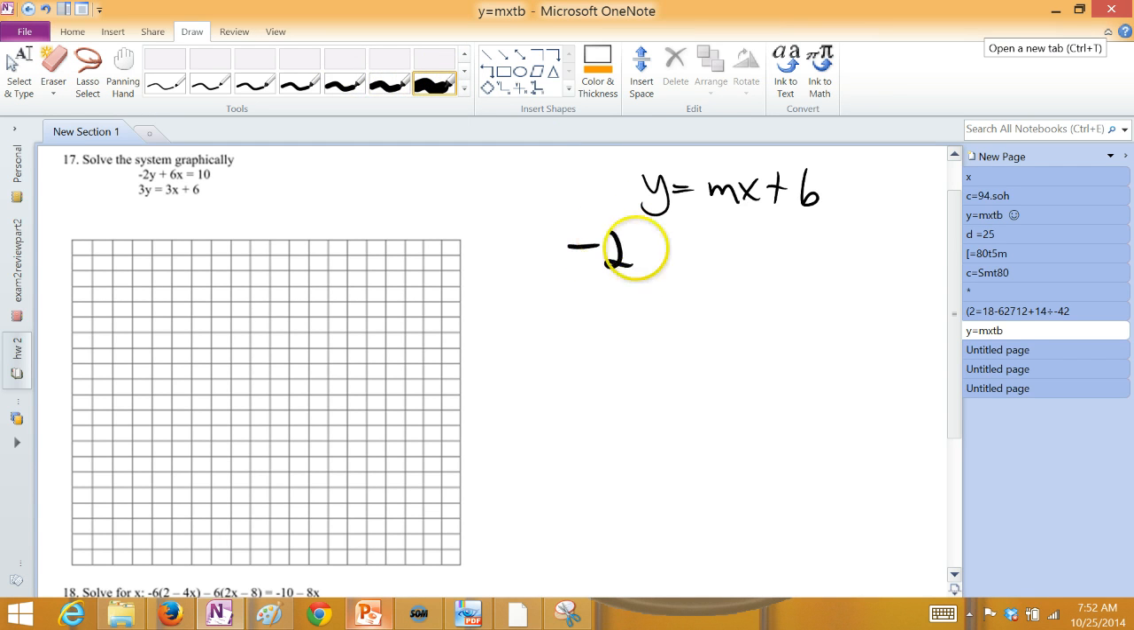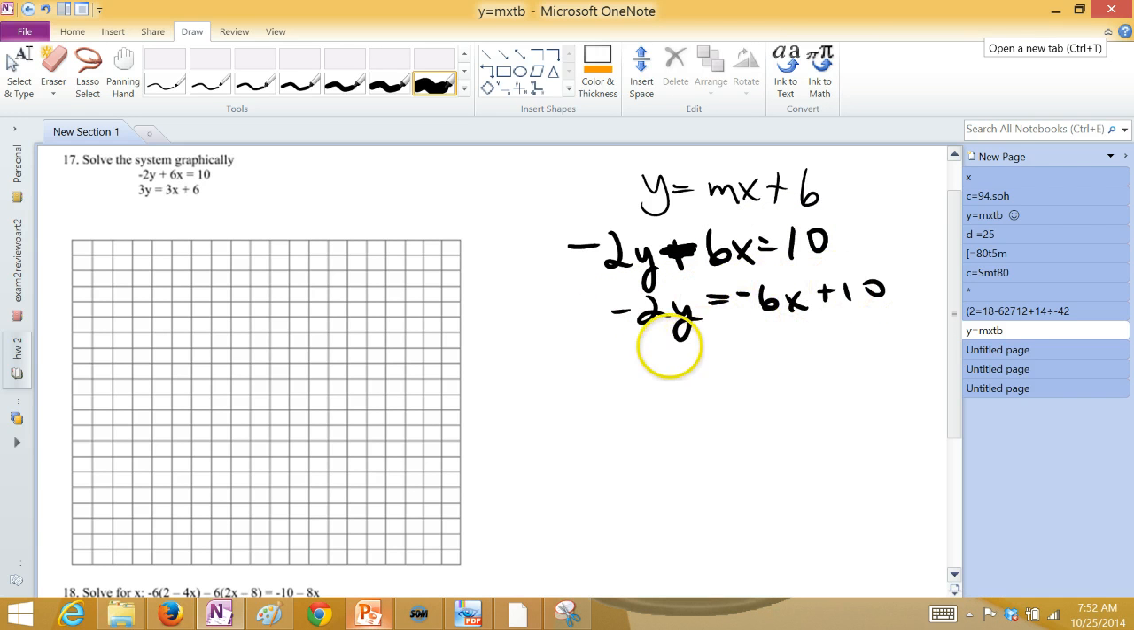So we have negative 2y plus 6x equals 10. That means negative 2y is negative 6x plus 10, or that, dividing by negative 2, 3x minus 5 is what y is. So let's make the axes go in the middle this time.